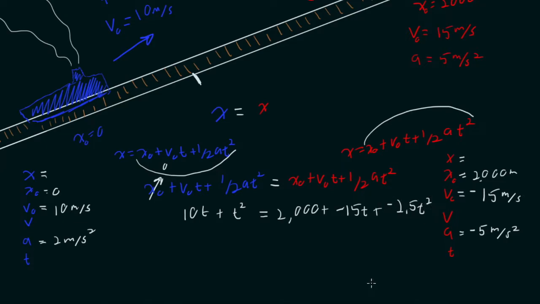Now I can rearrange this and get my t's on the same side, and I'll have myself a quadratic formula. Let's do that by subtracting 10t from both sides and subtracting t squared from both sides. And I will end up with 0 equals 2,000 plus negative 25t plus negative 3.5t squared. And I can put that in my quadratic formula, and I will find the time.